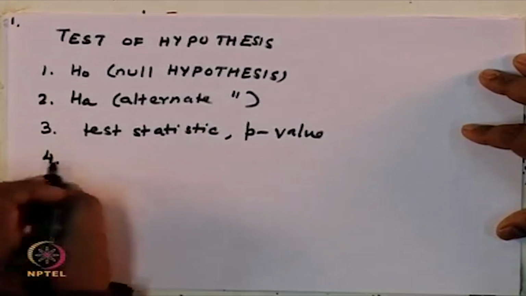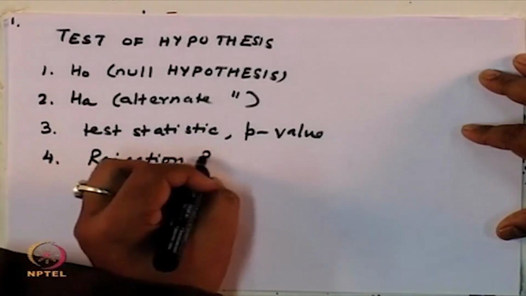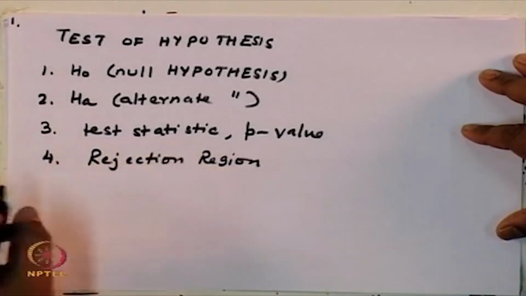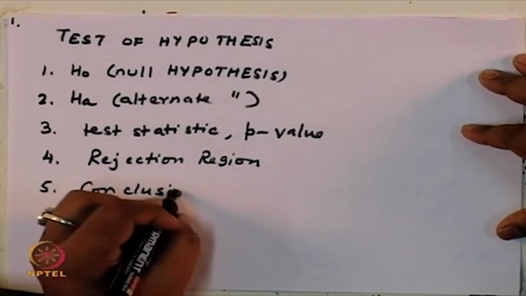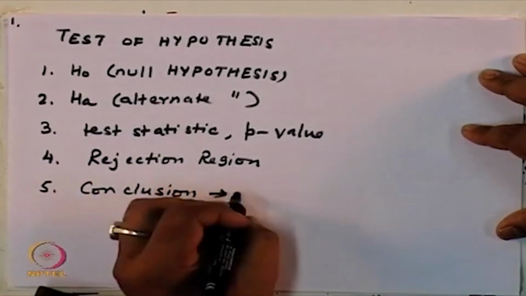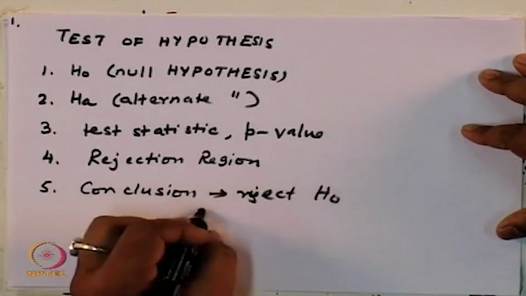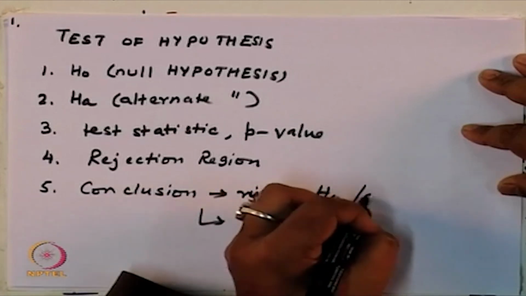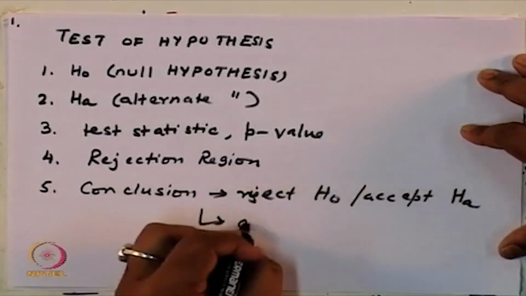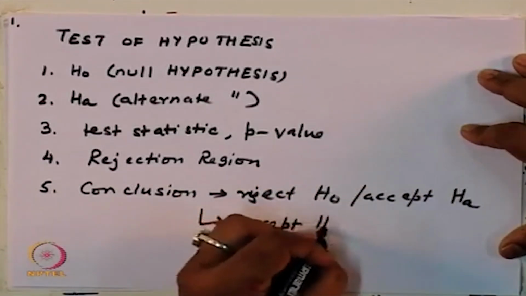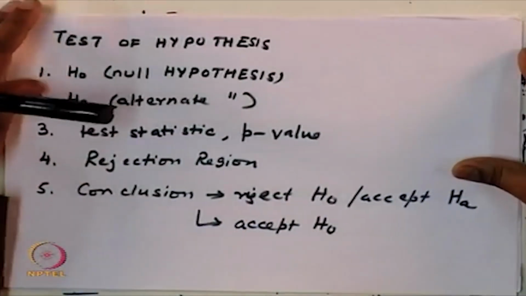You define a rejection region, and last you draw your conclusion, which means you either reject H naught and accept H A, or you accept H naught. So, let us see how we go about defining H naught and H A.